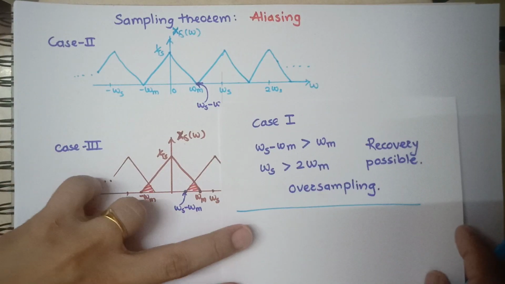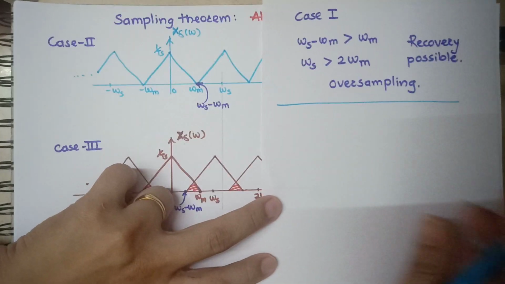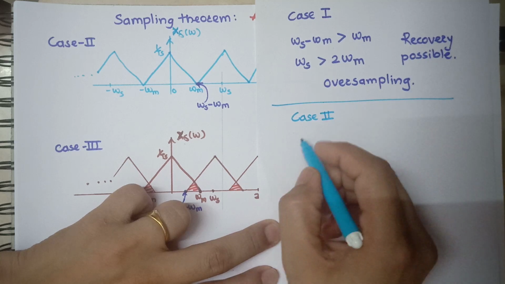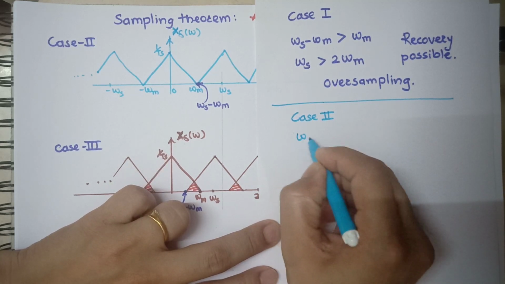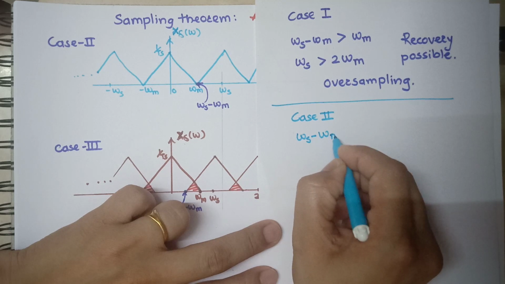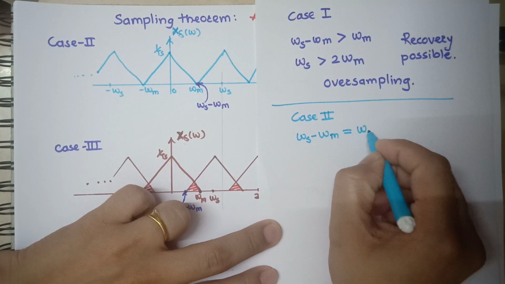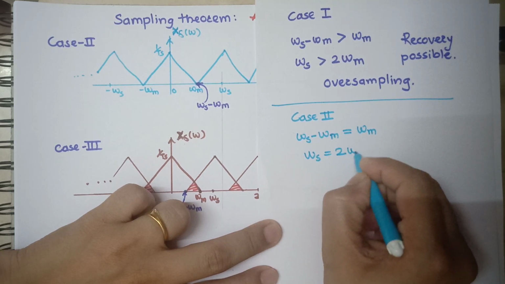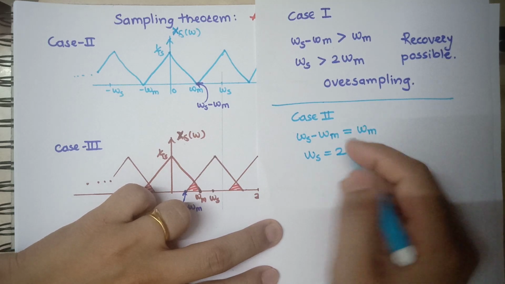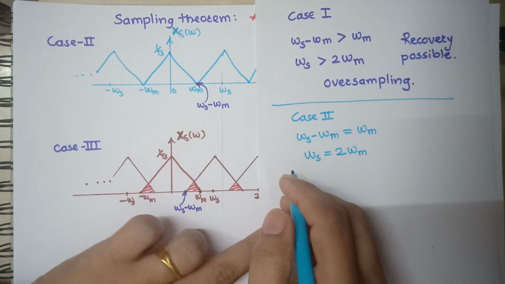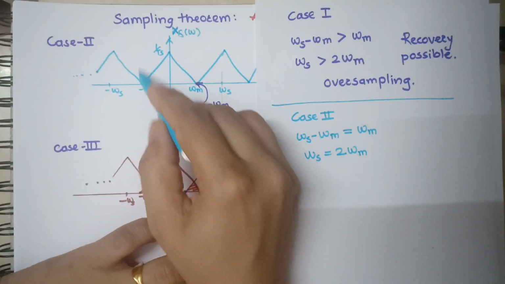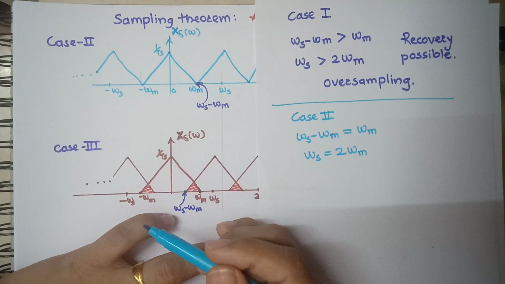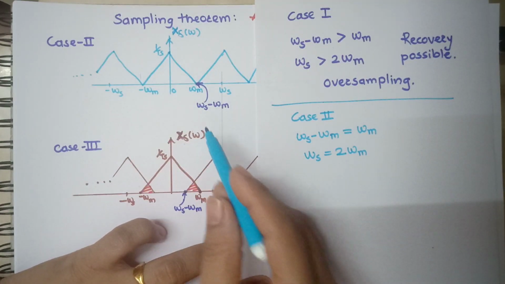So for case 2, the points are the same. Omega s minus omega m is equal to omega m. So omega s is equal to twice omega max. In this case, you can use a low pass filter here and take the original spectrum back. So exact recovery of the continuous time signal is possible.